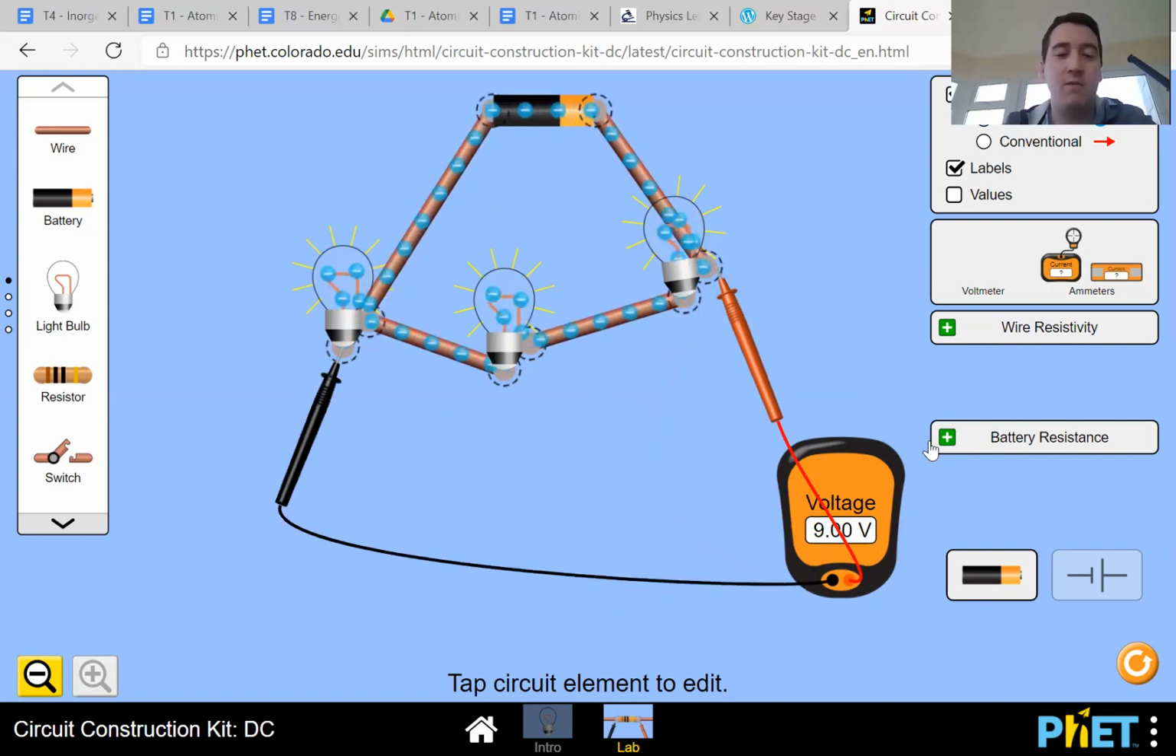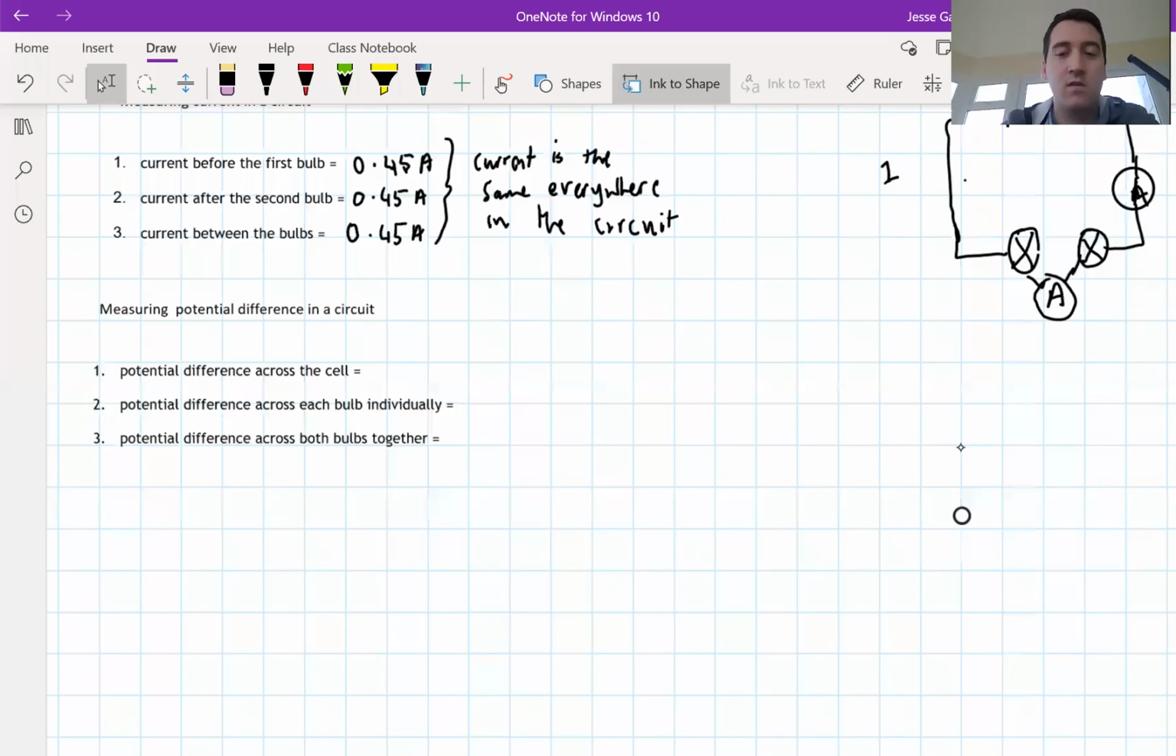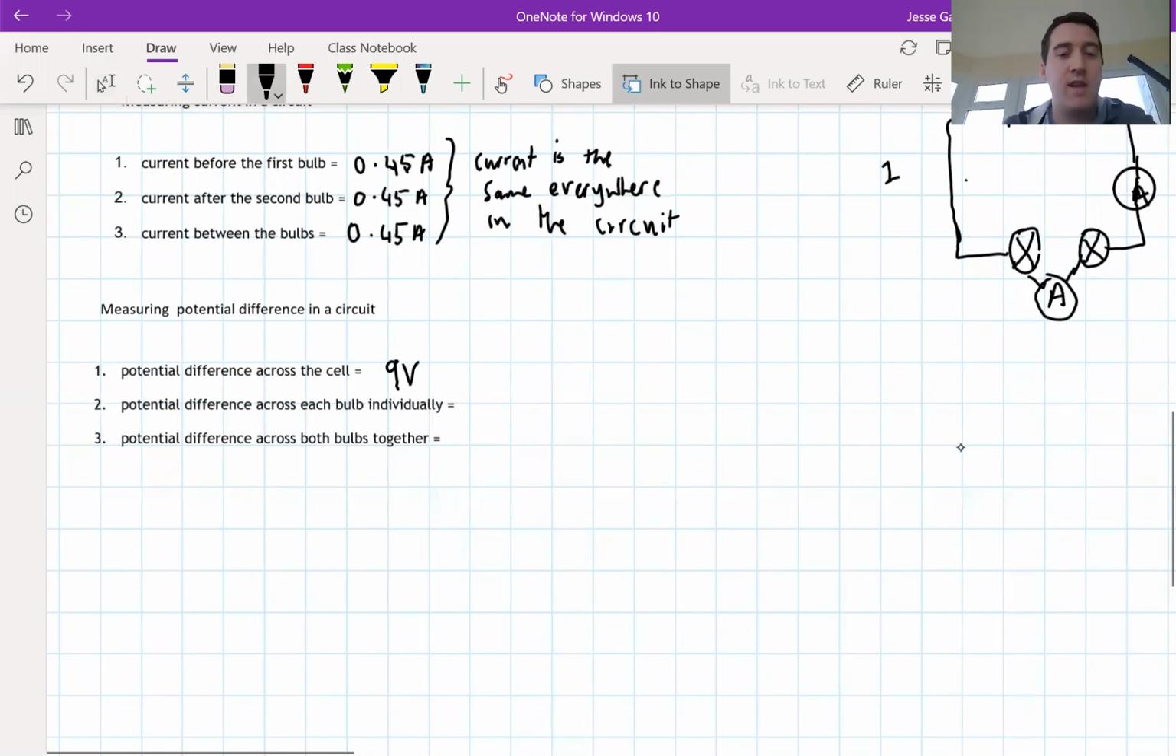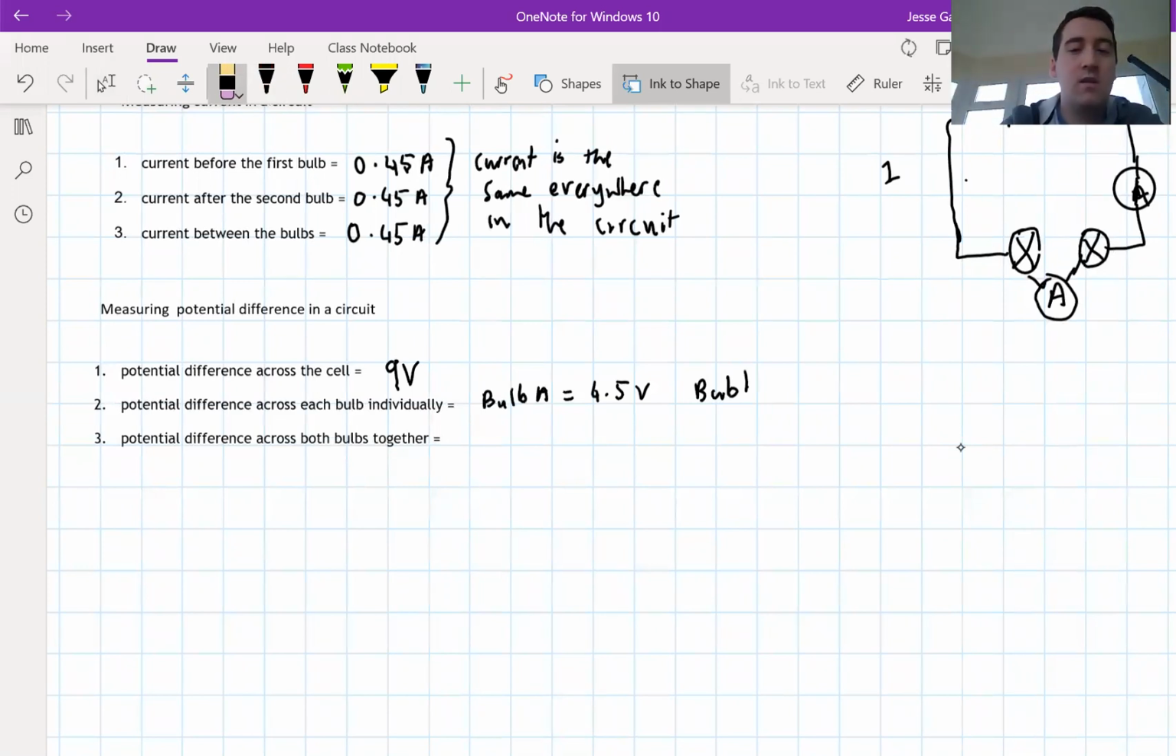All right, I'm going back to my OneNote screen now, pausing the video. Okay, guys, so the potential difference across the cell I got was 9 volts. Now, I presume you got the same unless you changed some of the settings. Potential difference across bulb A equaled 4.5 volts and bulb B equals 4.5 volts. So each one split the potential difference, 4.5 volts each. Potential difference across both bulbs together was 9 volts.